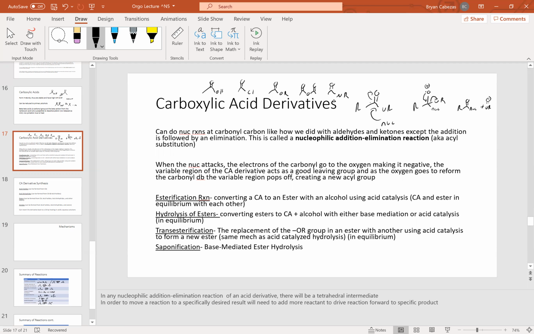So that's the addition elimination reaction that we're going to have with acid derivatives. Okay, so if you need to copy that down, I'm just going to erase it now. Just pause the video.